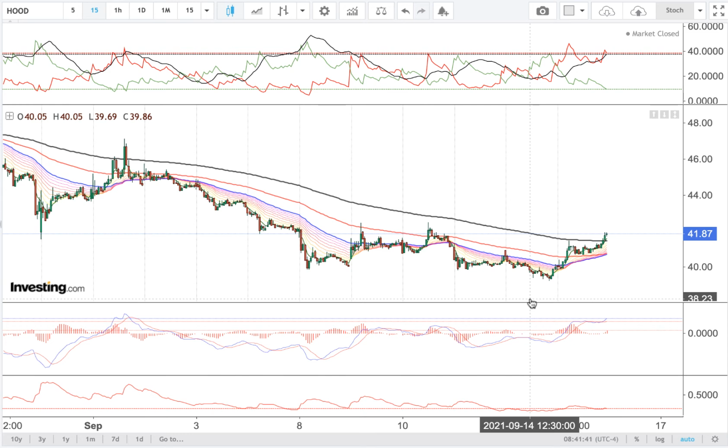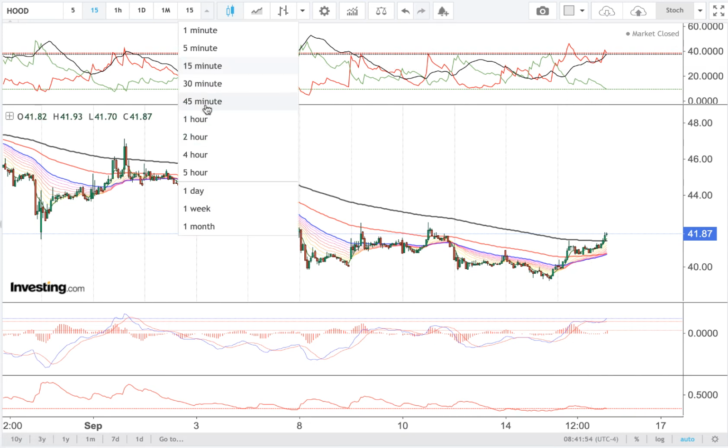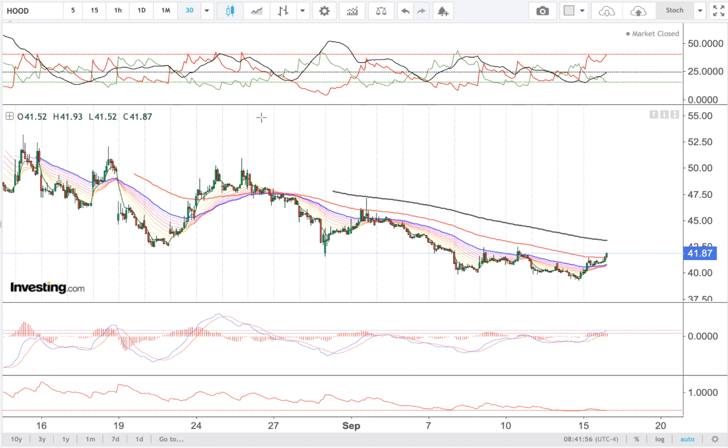Therefore, we want something that has more elevated green, or at least falling red, which indicates that it's time to enter, and that we want to see it on the 15 and the 30. If we can get it on the hourly, that's fantastic, but part of me thinks that we might not get that.